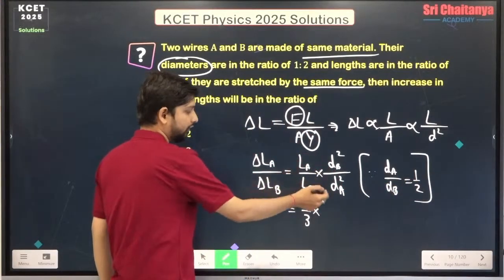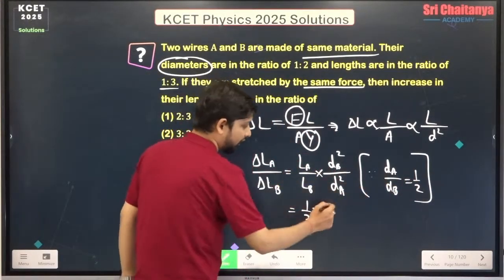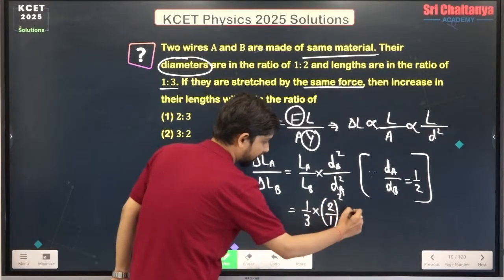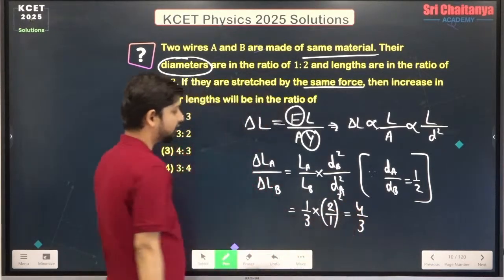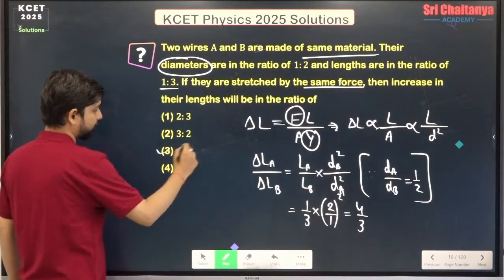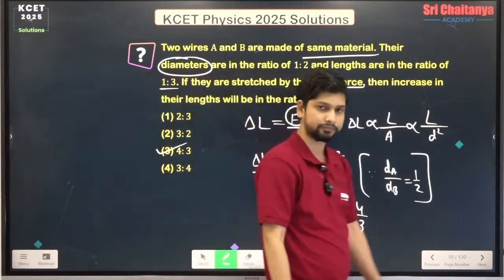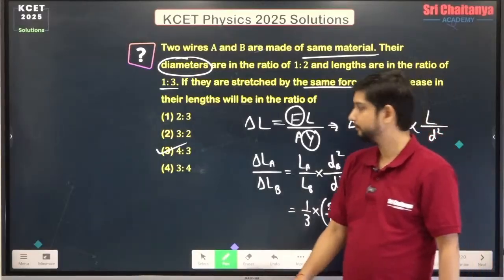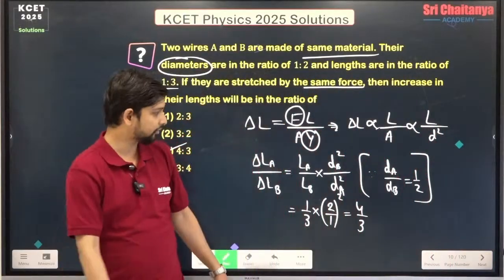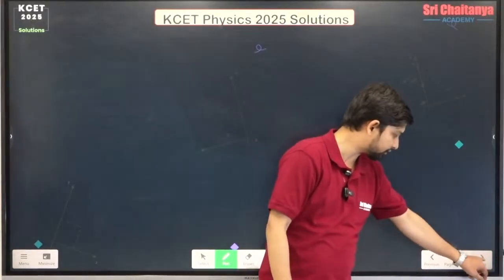If you want to put the value of DB by DA, that will be the inverse of it, so it is going to be 2/1 to the whole square. So the value is going to be 4/3. The answer for increase in length will be in the ratio of 4:3. So the third option will be our correct option. This is a very simple question based on Hooke's law. Now we are going to move to the next question.